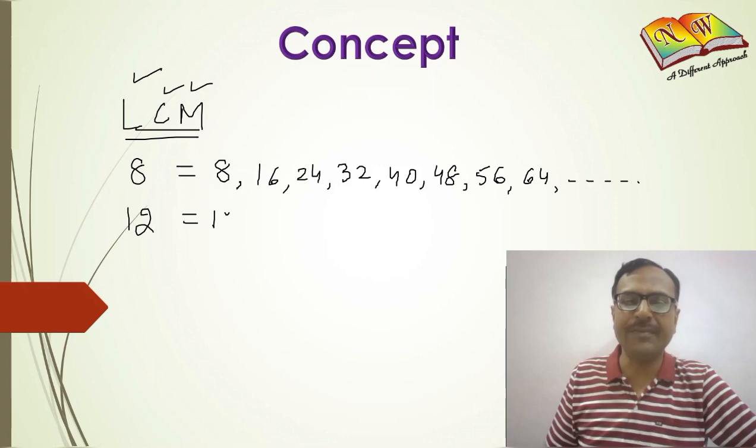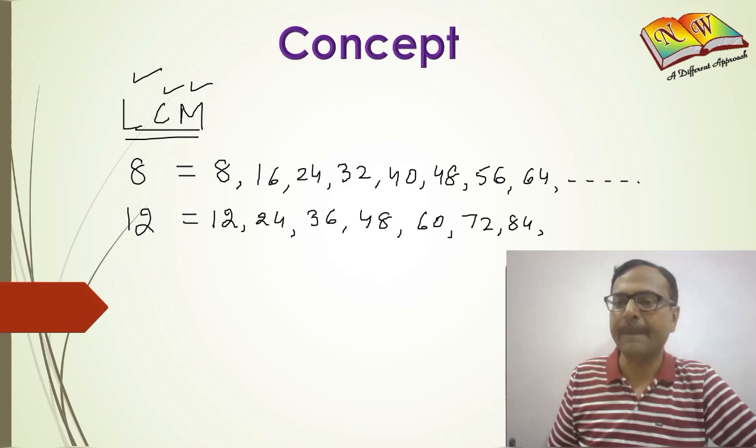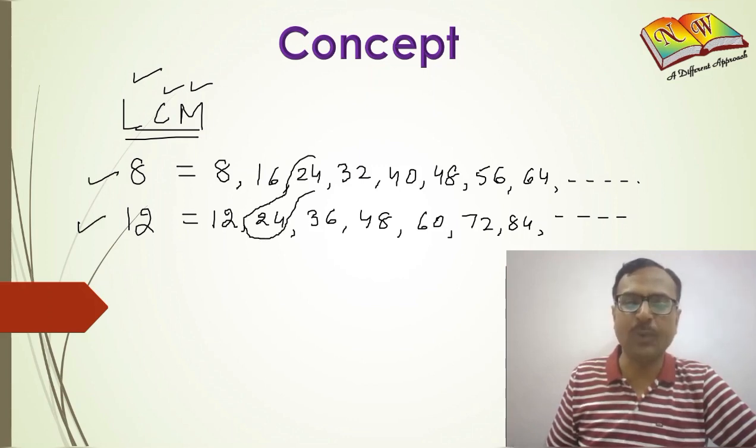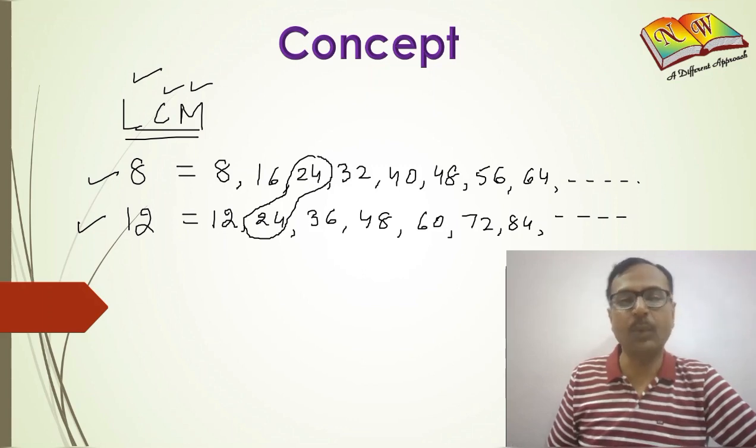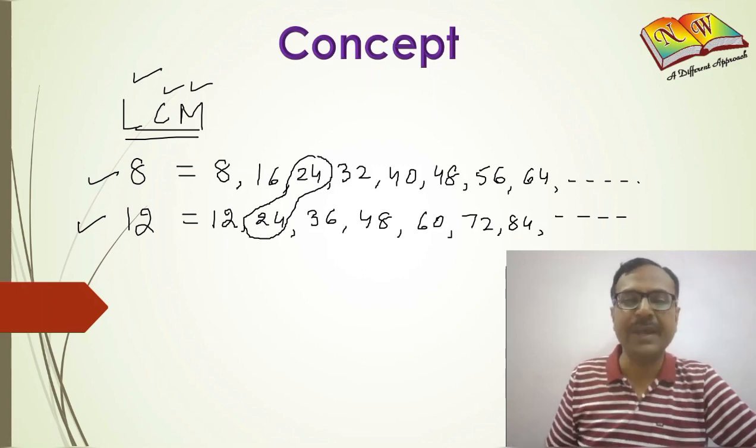Likewise, 12 has multiples 12, 24, 36, 48, 60, 72, 84, and so on. Now, if you see, there are some multiples which are common in both 8 and 12. Look at this, 24. It exists in both the multiples of 8 and the multiples of 12.